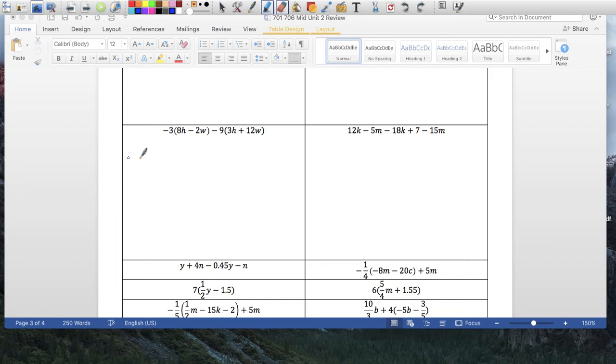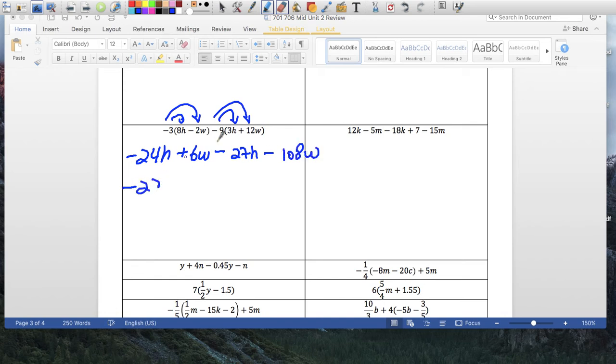Again, likewise, the same thing. We get a negative and a positive, which is negative 24h. A negative and a negative is going to be positive, and it's going to be 6w. A negative and a positive is going to be negative, and 9 times 3 is 27h. And a negative and a positive is going to be negative, and that's going to give me 108w.